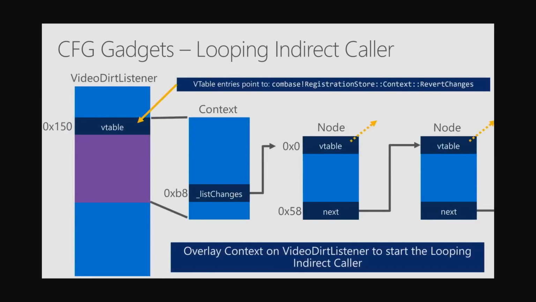So what I can do here is I can have this video dirt listener object, and I can overlay this context structure into it, such that when the virtual function call is made on the video dirt listener, it actually calls this revert changes function, and that kicks off this loop where I get to make an unlimited number of virtual function calls. So that's great. I've kind of boosted my capabilities a little bit, right? Instead of only being able to make one virtual function call when the virtual machine reboots, I can now make an unlimited number.